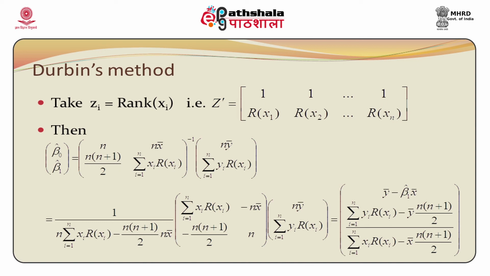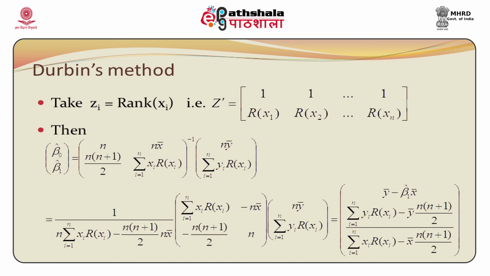This 2 by 2 matrix into the vector beta naught, beta 1 is equal to, similarly for the y's, n y bar, and the second element is the summation of yi into rank of xi. And then if you do some algebra here, it turns out that beta 1 hat is the summation of yi rank of xi minus y bar n into n plus 1 by 2, divided by the summation of xi into rank of xi minus x bar into n into n plus 1 by 2. And beta naught hat as usual would be y bar minus beta 1 hat x bar.